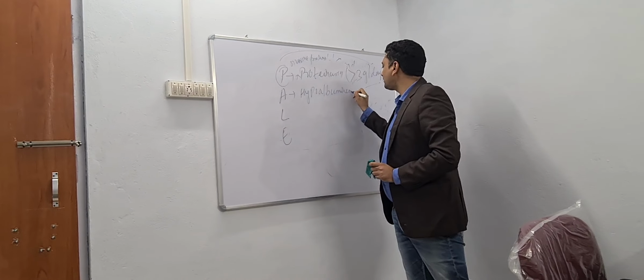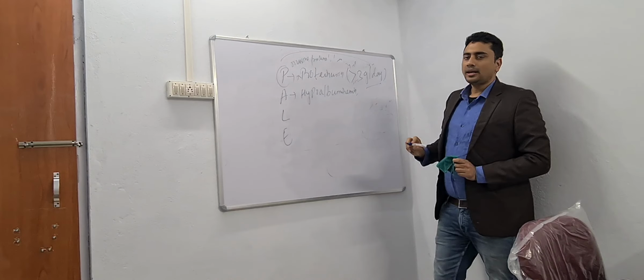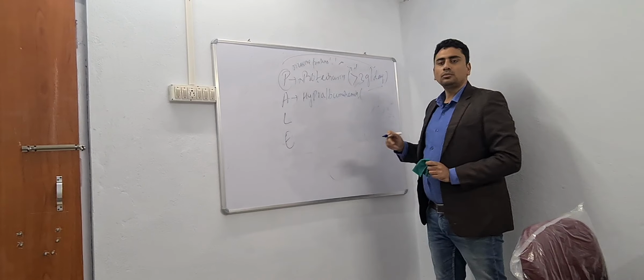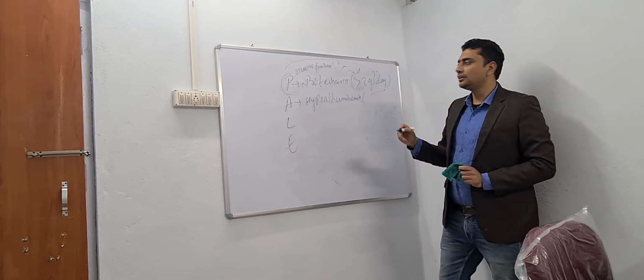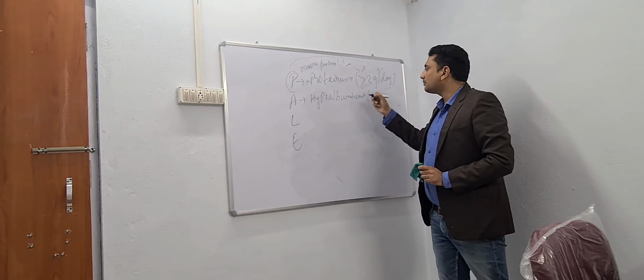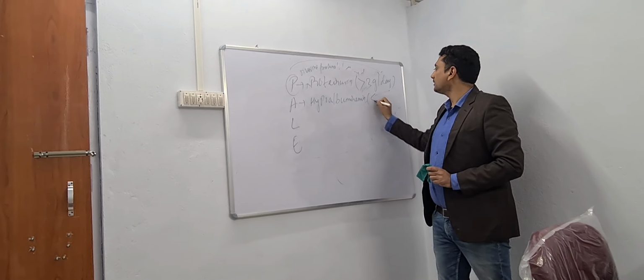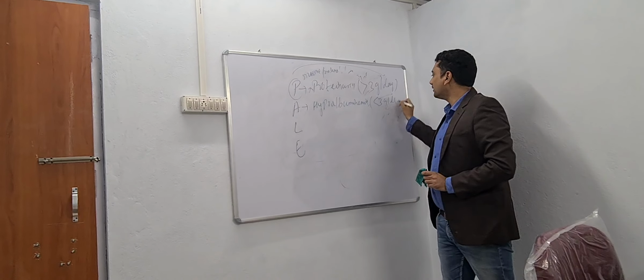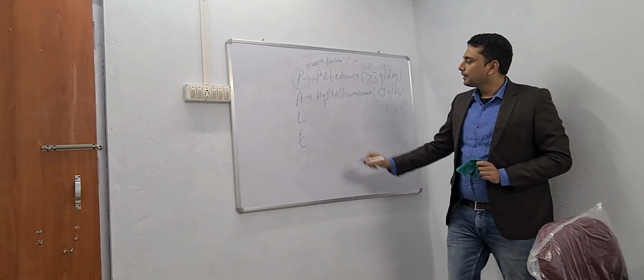Hypoalbuminemia, that is decreased serum albumin. In those patients, generally we see a serum albumin value of less than 3 gram per dL in nephrotic syndrome cases.